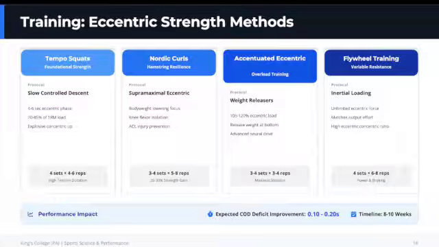The eccentric strength methods: tempo squats and Nordic curls. Tempo squats for slow controlled descent, Nordic curls at supramaximal strength for hamstring resilience. Accentuated eccentric is a low overload training. Flywheel training, variable resistance, and that's for inertial loading. All of them we have seen in the past courses.